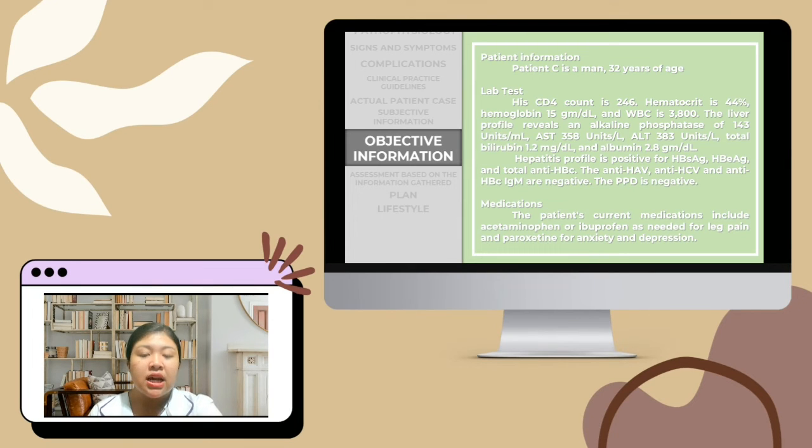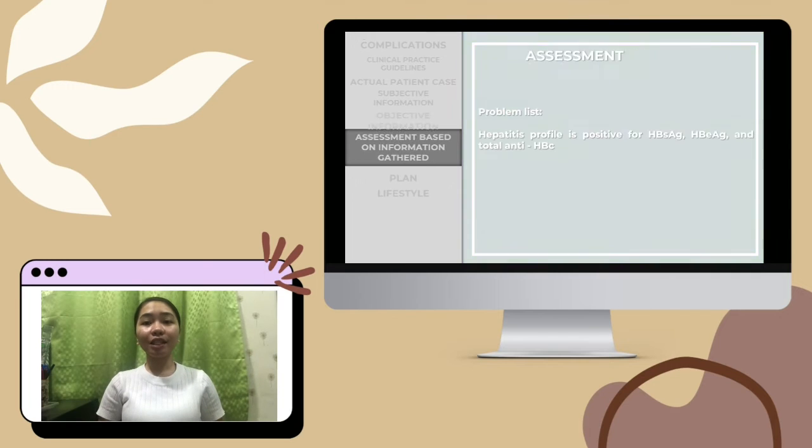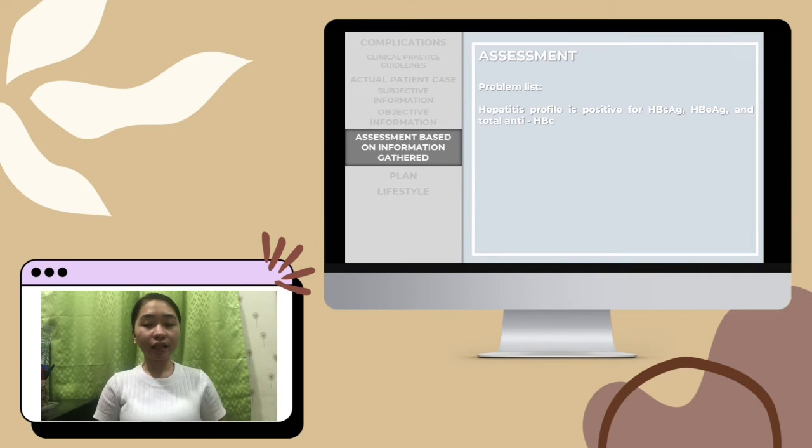For the medications, the patient's current medication includes acetaminophen or ibuprofen as needed for leg pain and paroxetine for anxiety and depression. So let's proceed to the assessment. Included in the problem list was the result of the hepatitis profile of the patient indicating that he is positive for HBsAg, HBeAg, and anti-HBc.